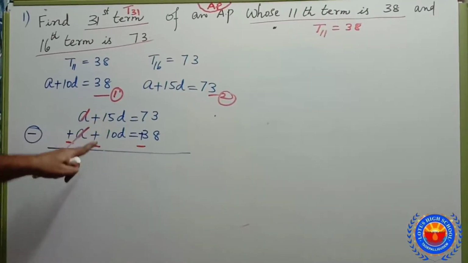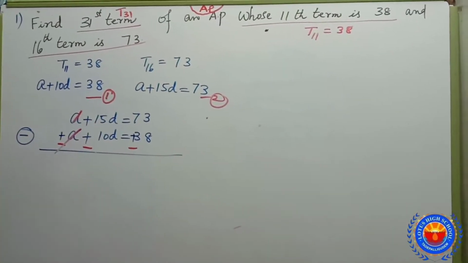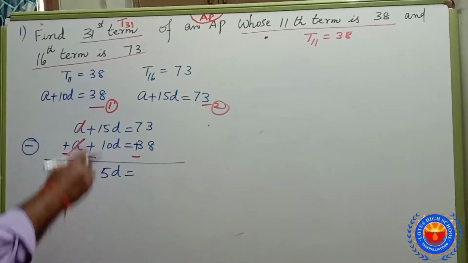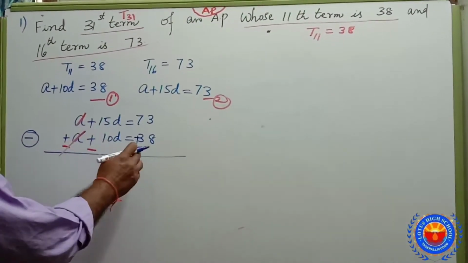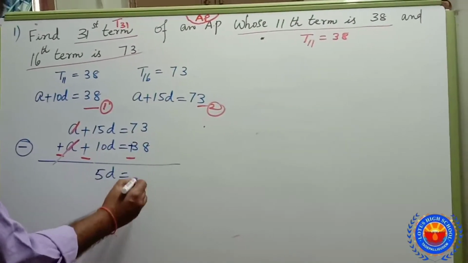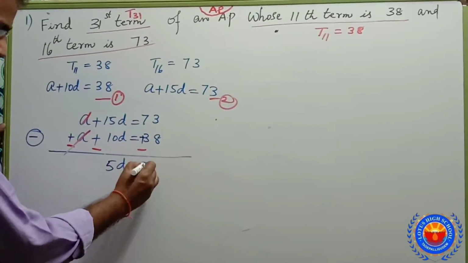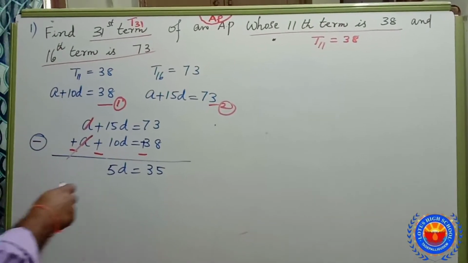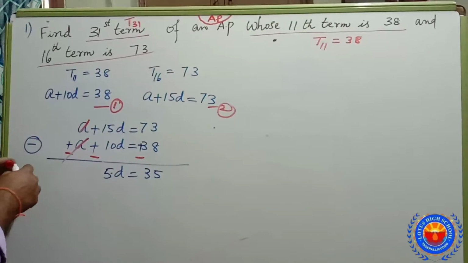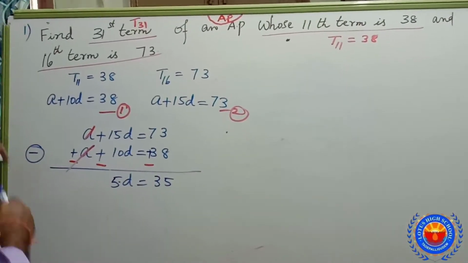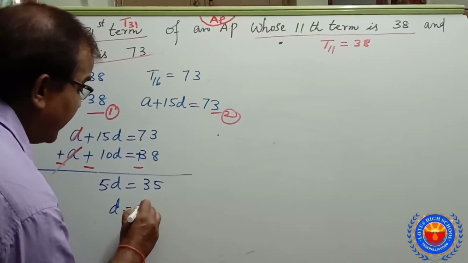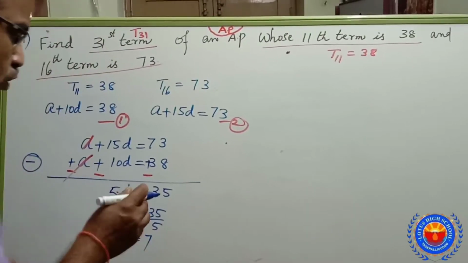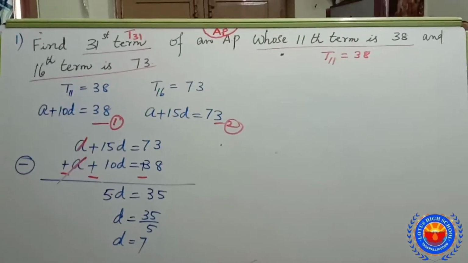Now 15d minus 10d is equal to 5d, is equal to 73 minus 38, which is 35. Now this is 5 into d. 5 into d is equal to 35. d is equal to 35 by 5. d is equal to 7. I got the d value.